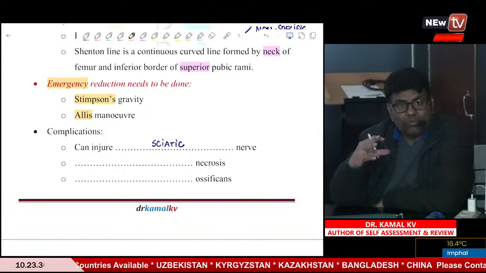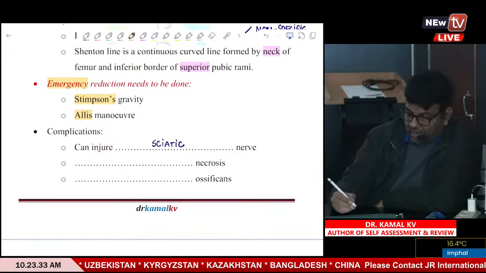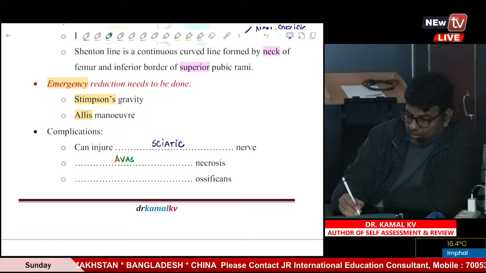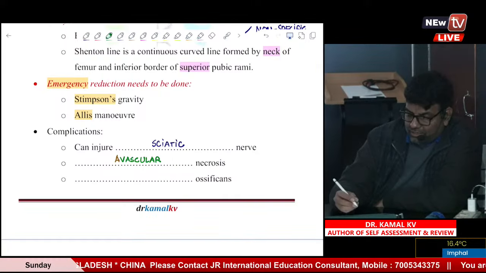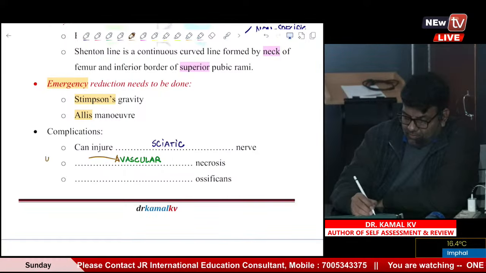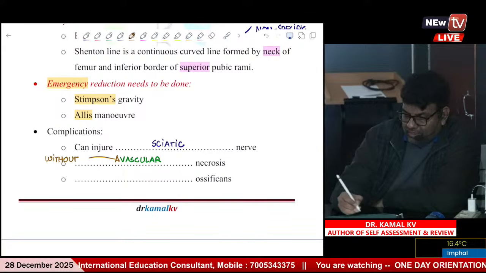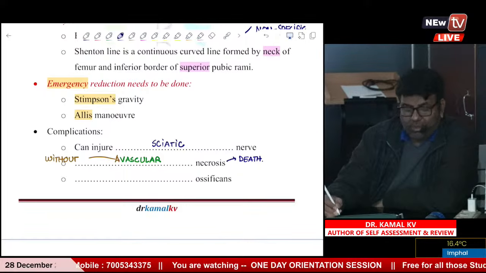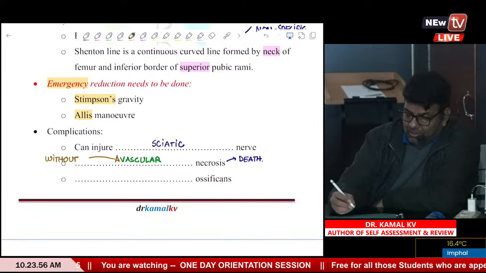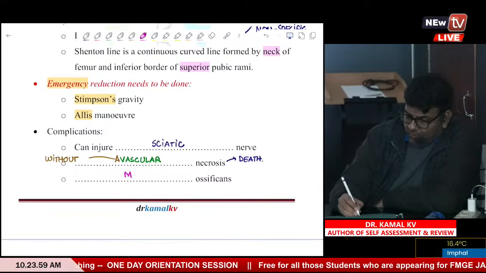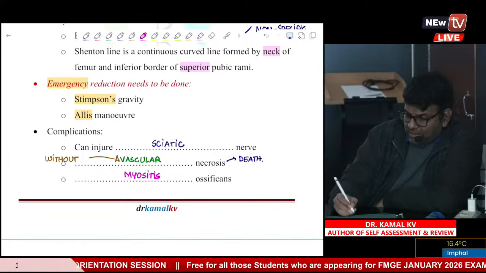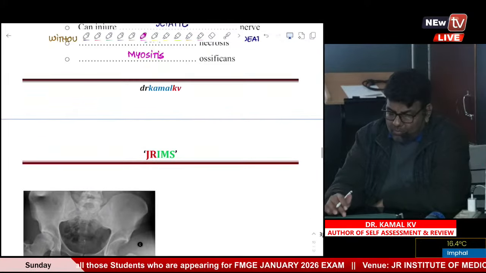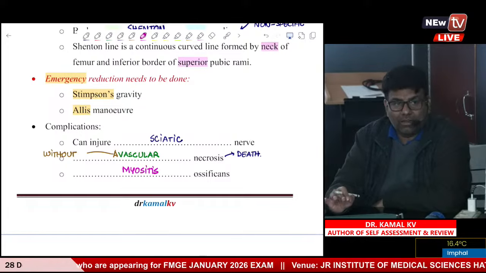There can be disruption of the blood supply to the head of femur, and it can go into what complication? Very good, avascular necrosis. A means without, vascular means blood supply, necrosis means death. So the head of femur can die. And thirdly, there can be formation of new bone that is known as myositis ossificans. Clear? So this is for posterior hip dislocation.